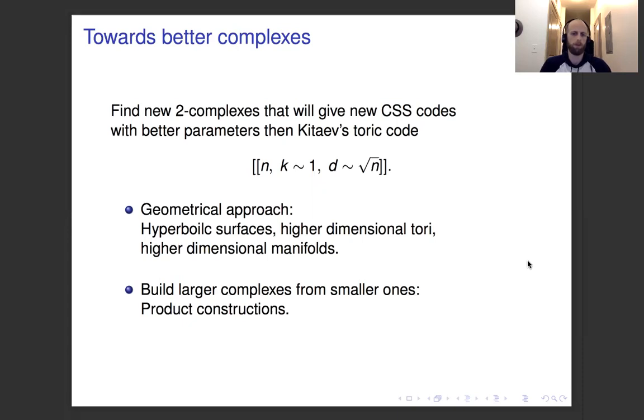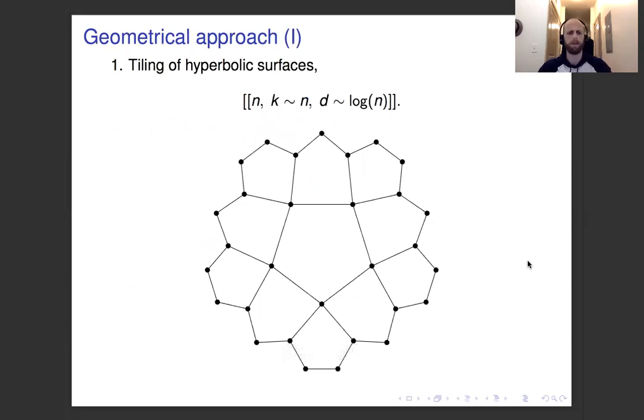So first, one can come up with more interesting geometric objects. I call it the geometrical approach, considering more complicated manifolds than the torus. And another approach is by finding some machinery that takes some small code and outputs a bigger code. So for example, the product constructions that we will mention later on are part of the second category. Okay, so very briefly, let's look at some of the examples in the geometric approach.